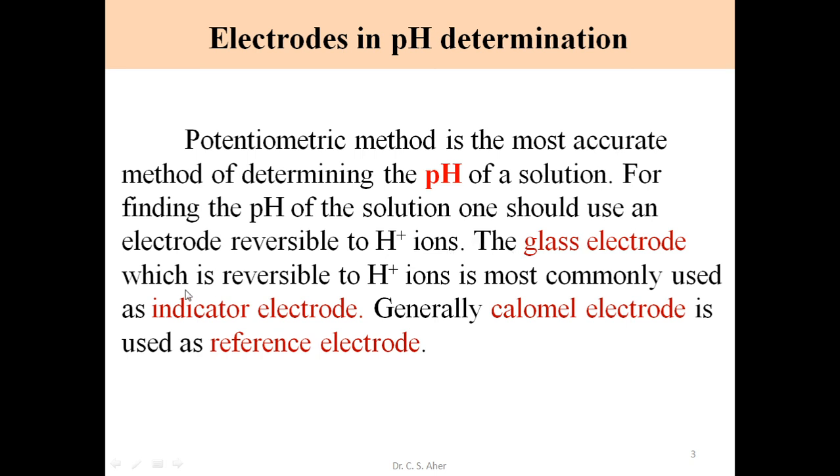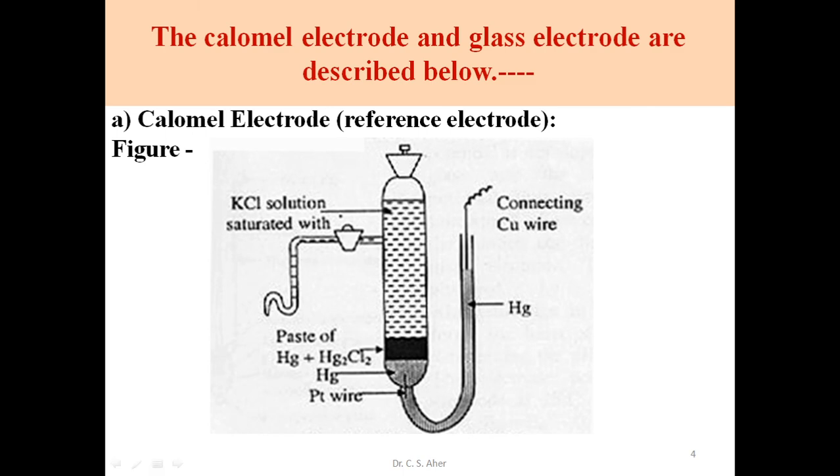The glass electrode, which is reversible to H plus ion, is the most commonly used indicator electrode. See, in our practical we also use this glass electrode attached to the potentiometer. Generally the calomel electrode is used as a reference electrode. So in this potentiometer, the pH meter, we have the reference electrode as a calomel electrode. The calomel electrode and the glass electrode are described below. So what is the calomel electrode? It is a reference electrode.